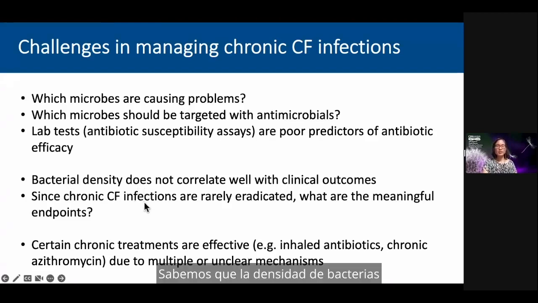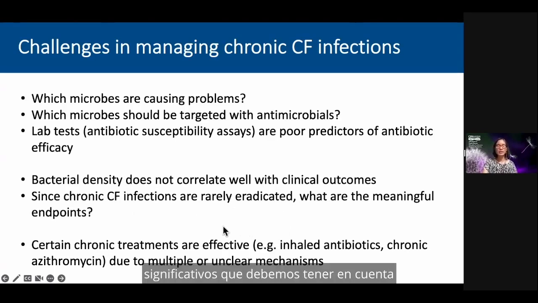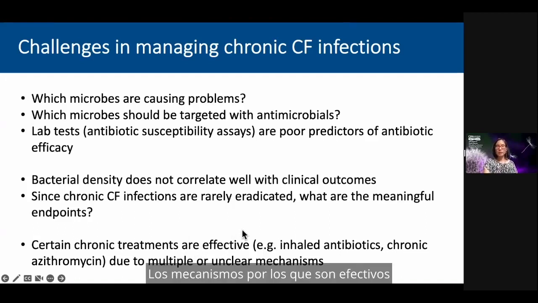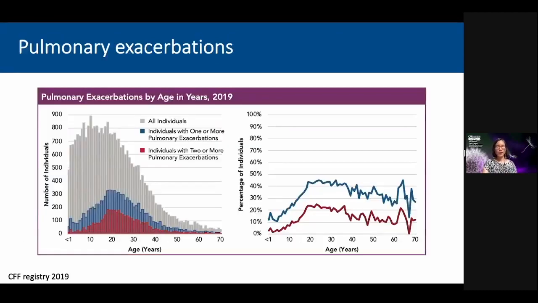We do know that bacterial density does not correlate particularly well with clinical outcomes. And if so, and we can't eradicate CF infections, then what are some of the meaningful endpoints that we need to look at when we start doing these studies? And even the treatments that are effective in terms of improving lung function and exacerbation, the mechanisms by which they are effective, when we study them in greater detail, are probably multiple or perhaps more complex than we think they are.